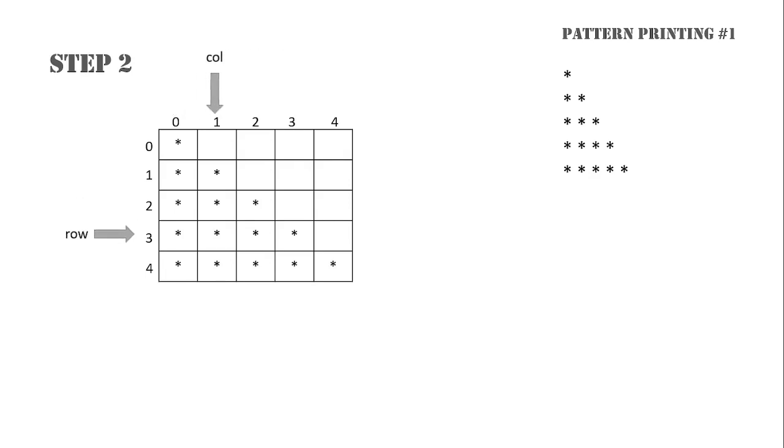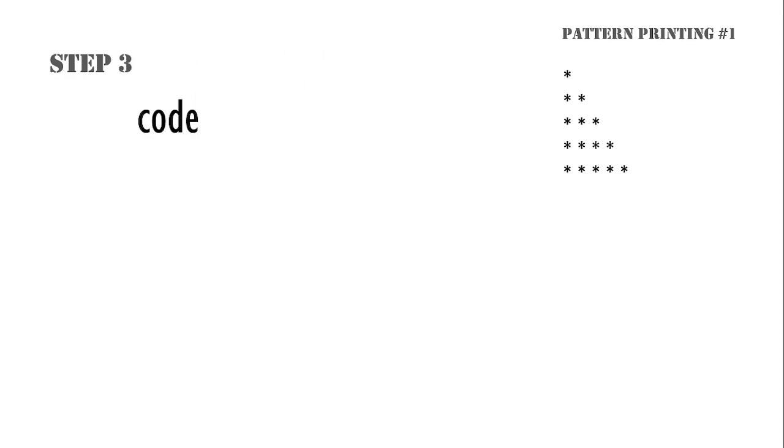So, according to this, we can say that in every row we have to visit the same number of columns. And also keep in mind, in every row we have to visit 1 or more columns. So, the row-specific loop will be the outer loop and the column-specific loop will be the inner loop. Now move to the coding part.